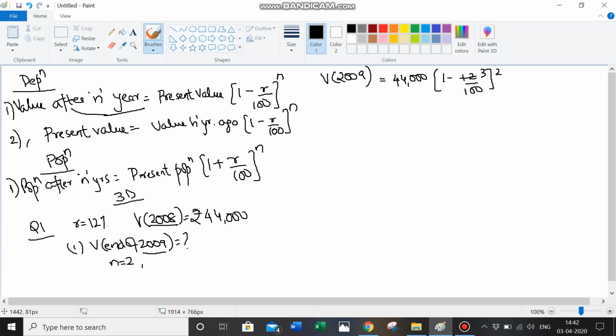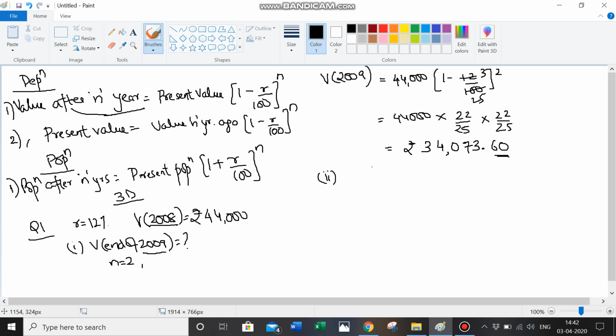4 into 3, 4 into 25. So this will be 44,000 multiplied by (25 minus 3, that's 22 upon 25) into (22 upon 25). I've already done this calculation. The answer for this is 34,073.60. I repeat, decimal up to 2 places. Let's look at part 2 of this question.